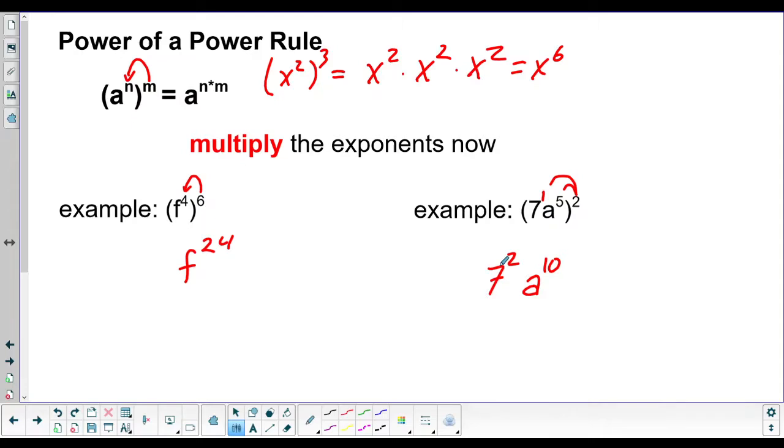Now, there's a rule, and this is more like a class rule and just a being a good human being rule. Don't leave powers on numbers. You can do 7 times 7. So let's simplify 7 squared. This is 49. Bring down your a to the 10th power. And then that's your answer. So if you have a number with an exponent on it, you need to simplify that.